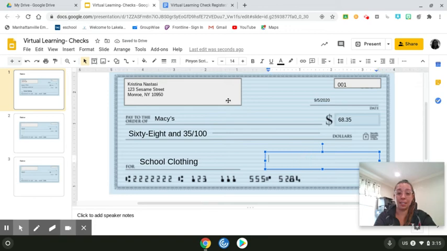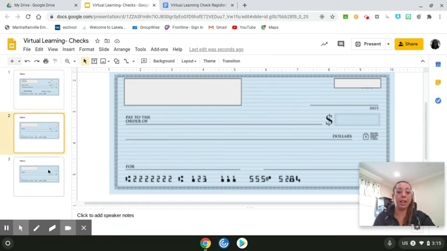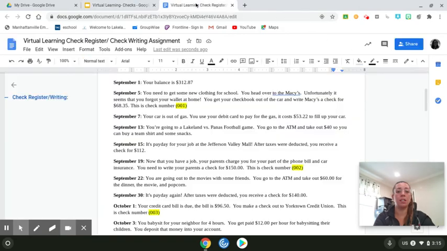And then this last line here, this is where your signature goes. Okay, so you're going to sign your name on this bottom line over here. And that is how you write a check, okay? So now we have that check written. That's only one of 3. You will have 2 other checks that you will need to write out for this assignment.